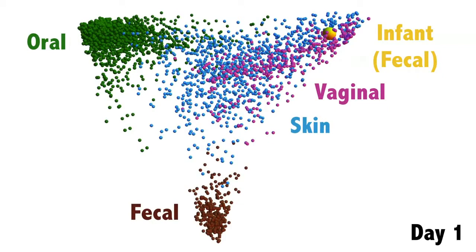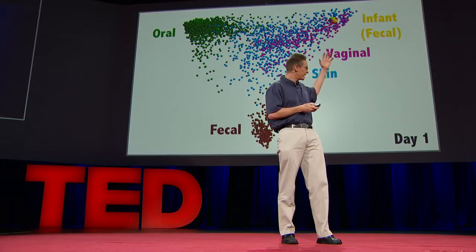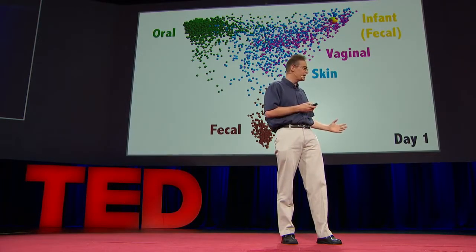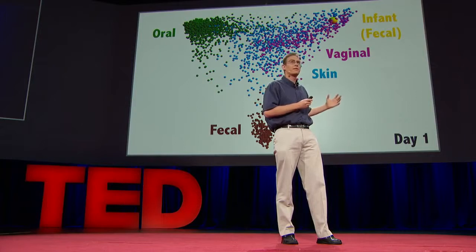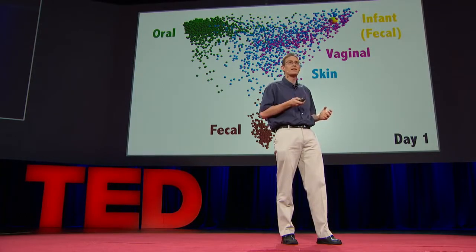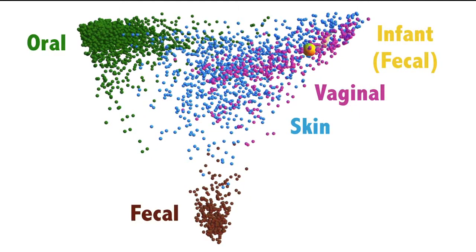And so we're starting on day one. What's going to happen is that the infant is going to start off as this yellow dot, and you can see that he's starting off basically in the vaginal community, as we would expect from his delivery mode. And what's going to happen over these 2.5 years is he's going to travel all the way down to resemble the adult fecal community from healthy volunteers down at the bottom. So I'm just going to start this going, and we'll see how that happens.